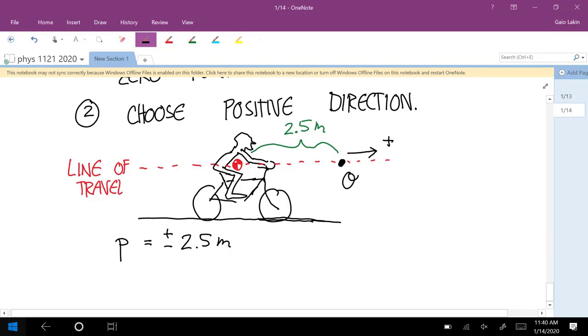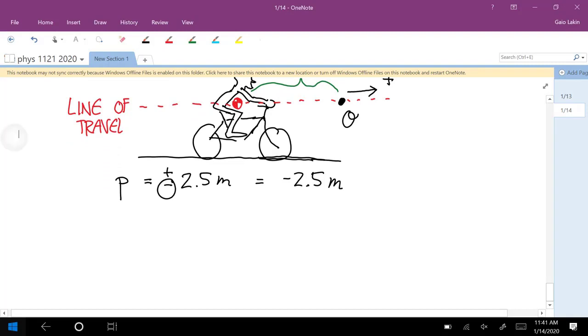And then when you start at the zero, are we going in the positive direction or the negative direction to get to the bike? Negative, so the answer is negative 2.5 meters. That's the position. Any questions about that? Position units are always length, and so if you're in SI units, position is in meters.